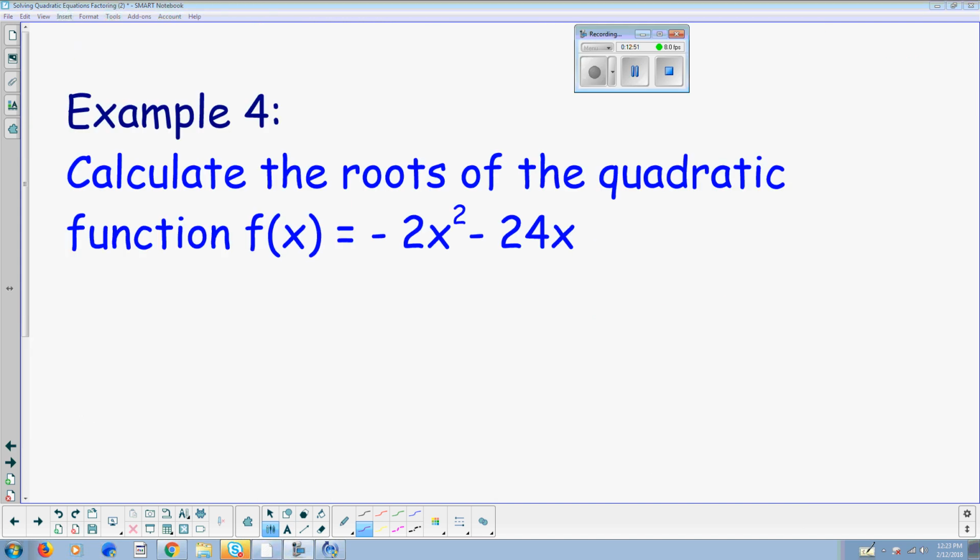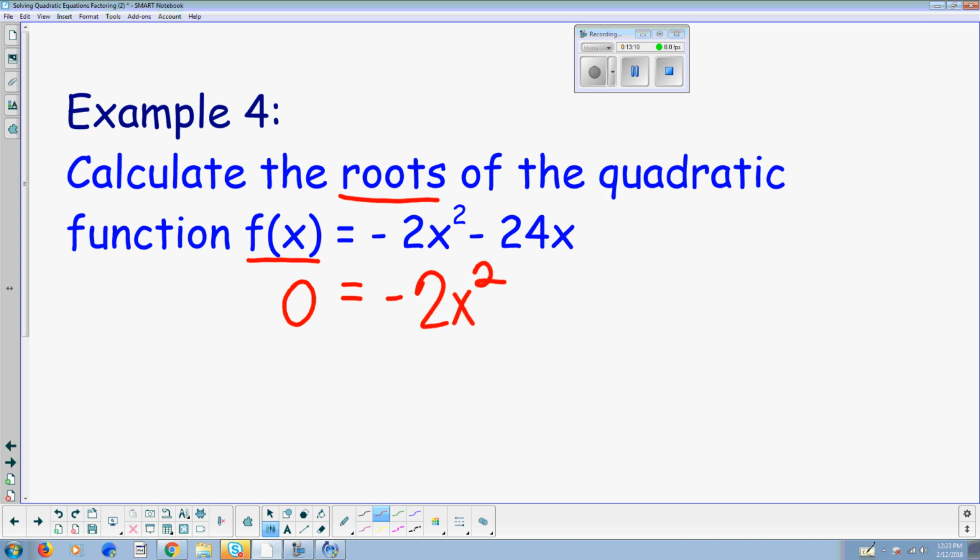Example 4 is just a little bit different. It asks us to calculate the roots of the quadratic function. Remember, roots is the same thing as a solution. This is given in function notation. To use the zero product property, I need to replace that with a 0. Negative 2x squared minus 24x.